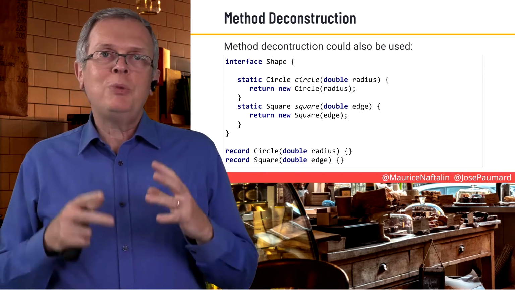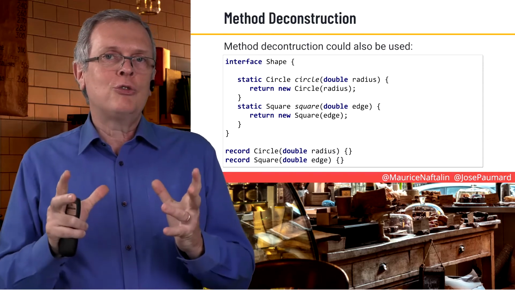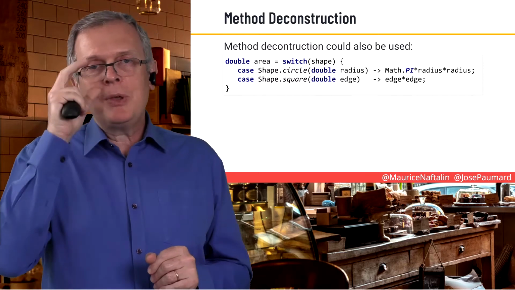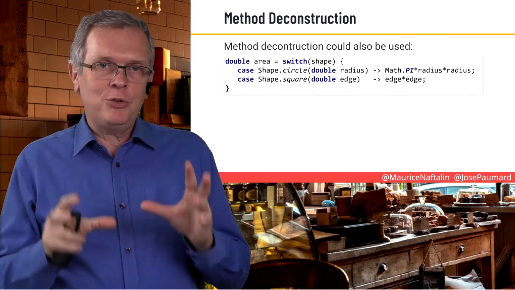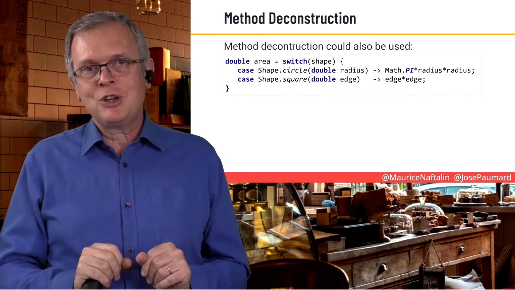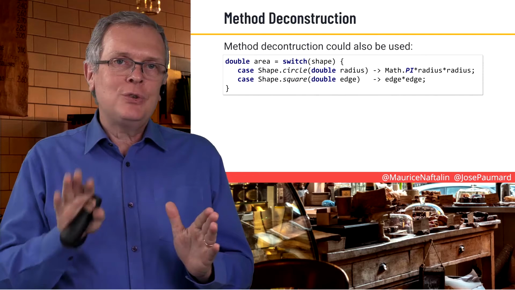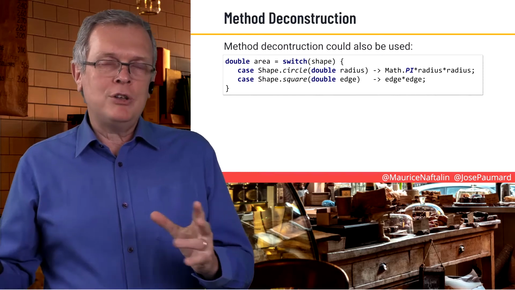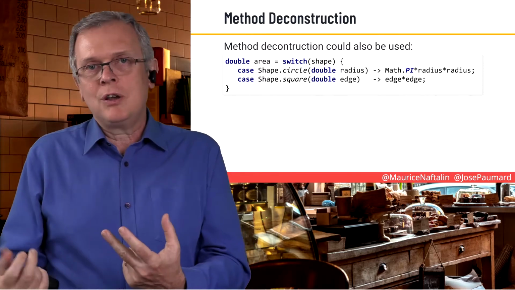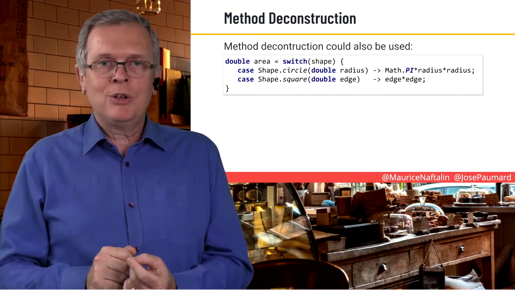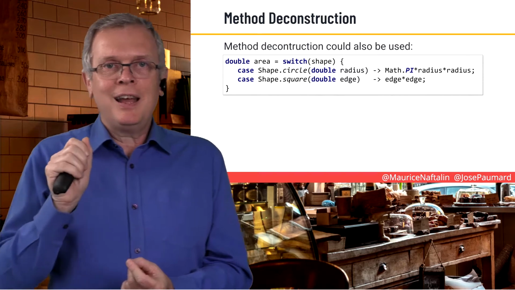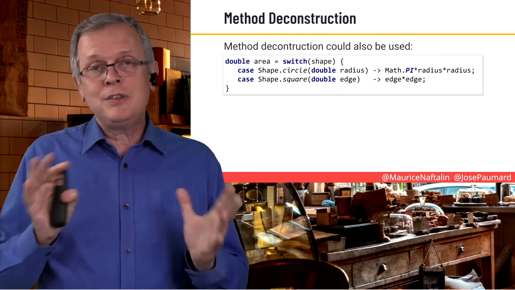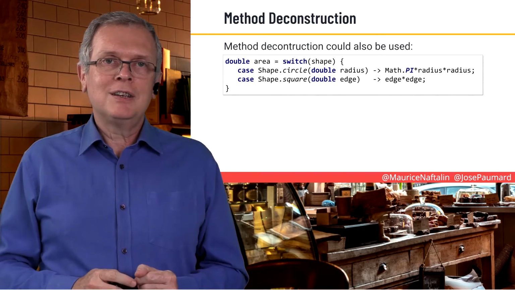Well, it could be very useful to be able to use these methods to deconstruct a circle and a square, and to be able to write this kind of code: switch on shape. If shape is a sealed type, then you know that there are only circle and square as implementations. And instead of using instance of, using this kind of syntax, shape.circle with double radius, this could be used as a deconstructor with a radius as a binding variable to this kind of pattern. And the same for the shape.square factory method. That would be really nice, and it is possible that we'll be seeing this kind of pattern in the future.